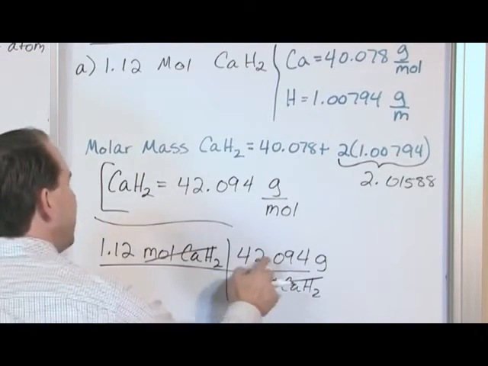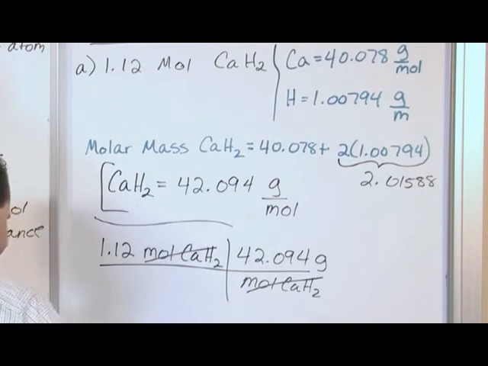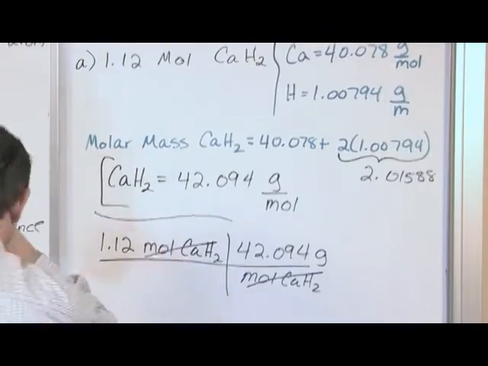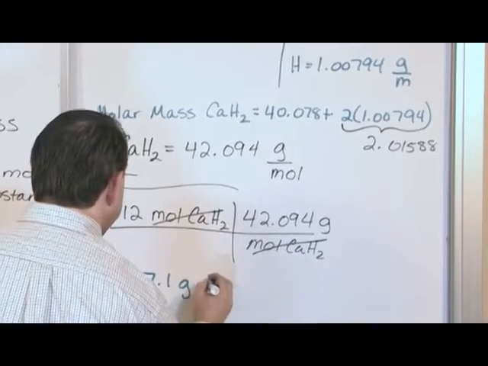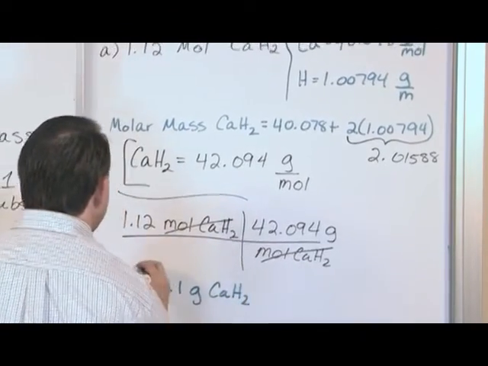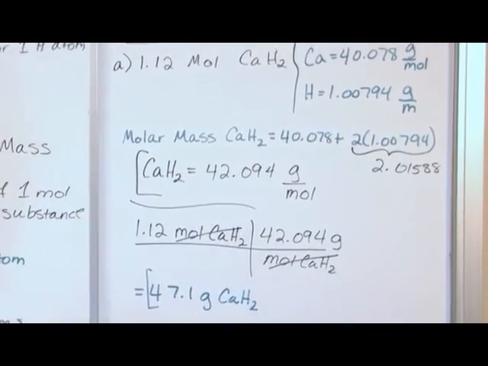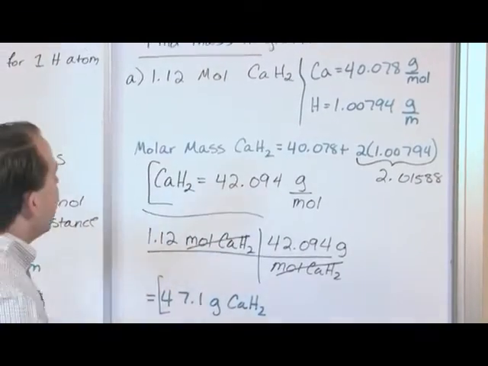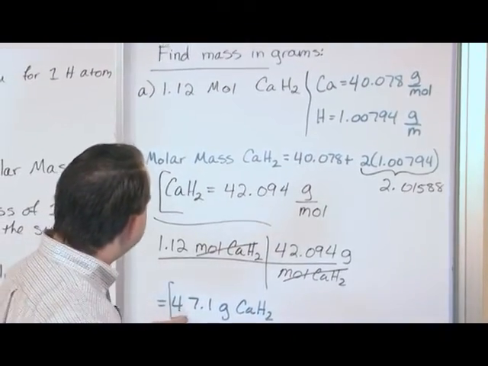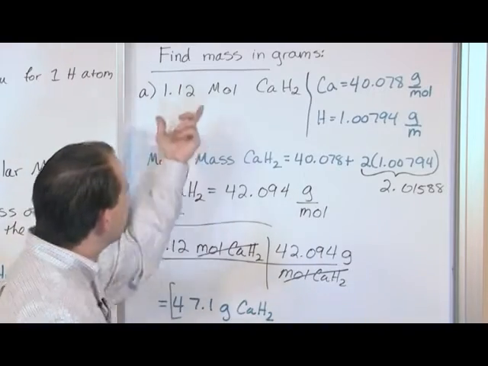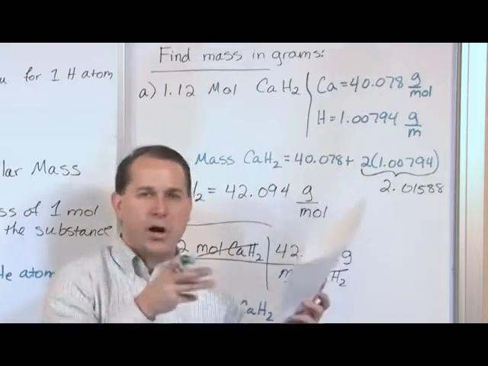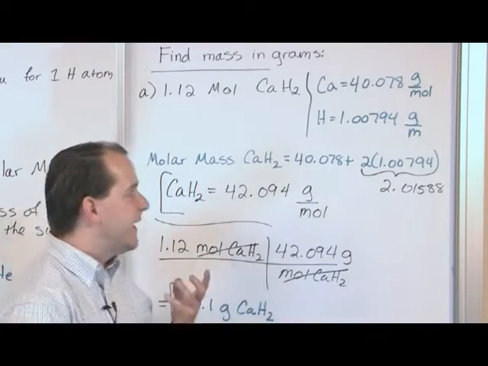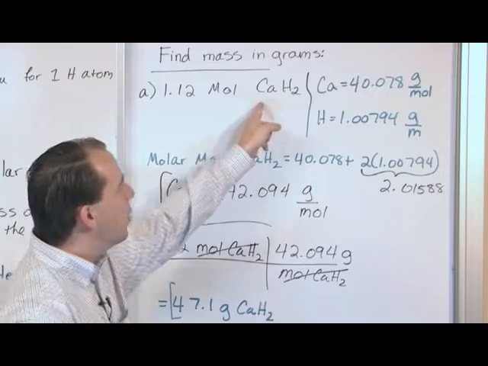These units cancel, so that means I need to multiply these guys together. Okay? So when I do this multiplication, what I'm going to get is 47.1 grams of CaH2. And this is the answer. The problem told us we started with 1.12 moles of it, and we've converted down to 47.1 grams of this stuff. I'm not going to be able to measure moles too easily, but I can easily measure grams. I can go in the lab, put it on a balance, measure this many grams, and say, here you go, here's a bag of 1.12 moles of this stuff.